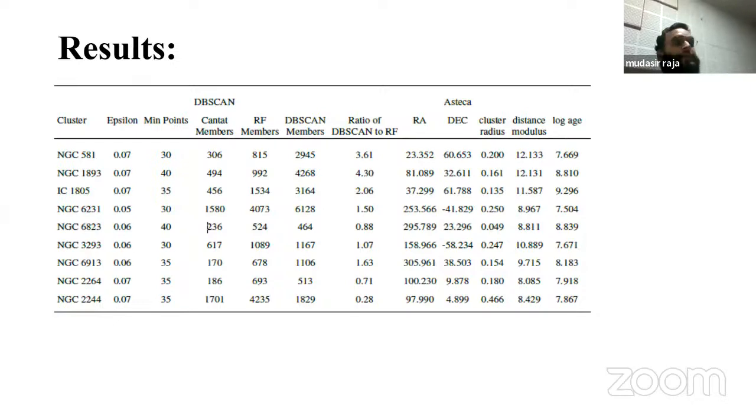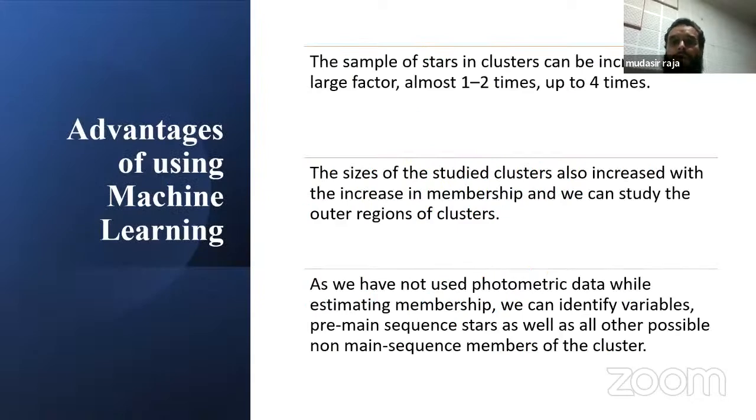We also ran ASteCA, which is a package that gives you the stellar parameters. Even in the case of running DBSCAN, we could see that membership has increased, in some cases up to 4 times. The size of the studied clusters also increased with the increase in membership, and we can study outer regions of clusters. Since we have not used photometric data while estimating the membership, we can identify variables, pre-main sequence stars, as well as other possible non-main sequence members of the clusters.